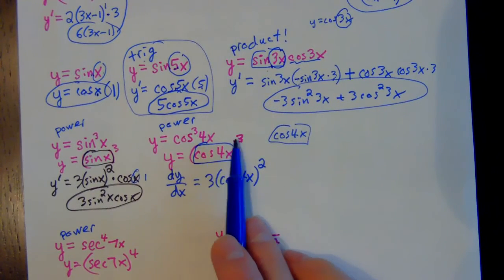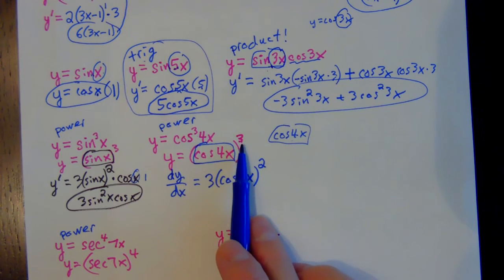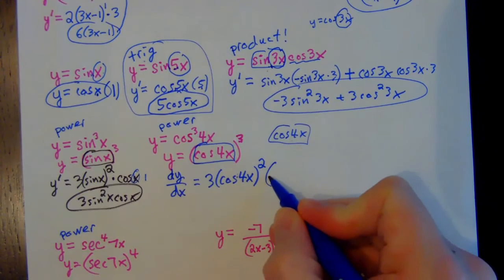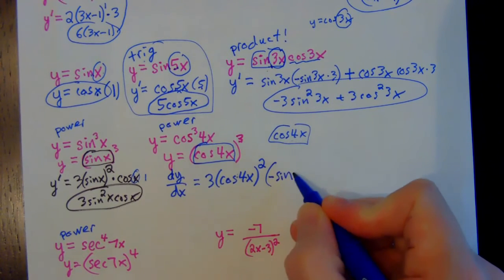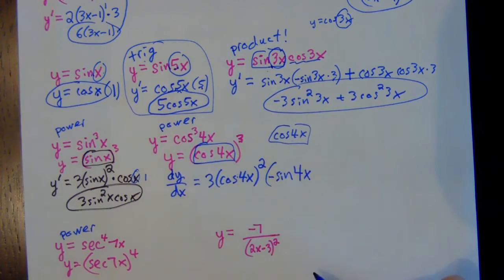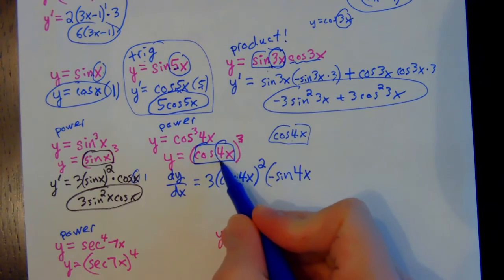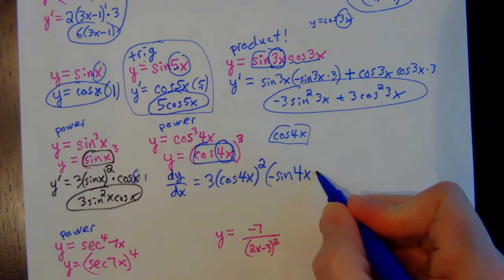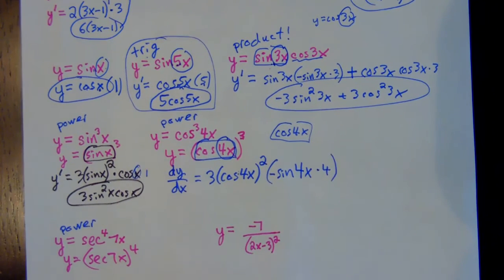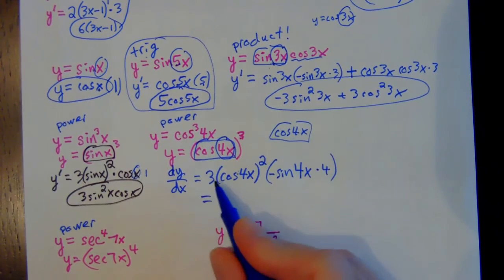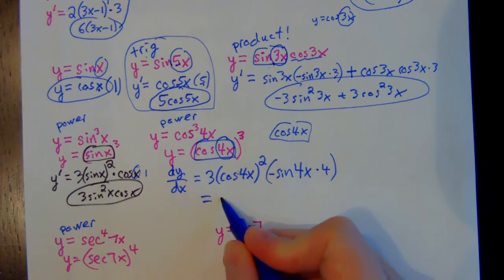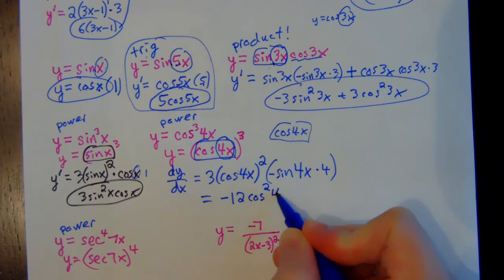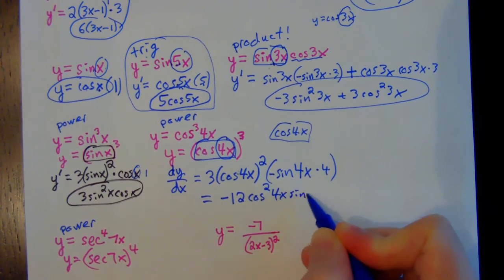So I multiply by the power, decrease, left the inside alone, decrease power by 1, and now we're going to times by the derivative of the inside. So I know the derivative of cosine is a negative sine of that angle. Leave that angle alone, and then you got to keep working your way to the very inside part. So I need to times it by the derivative of that angle. The derivative of that 4x is going to be a 4, and then we can simplify that. You got 3 times negative 1 times 4, so it's going to be negative 12, and then we get a cosine squared of 4x sine of 4x.